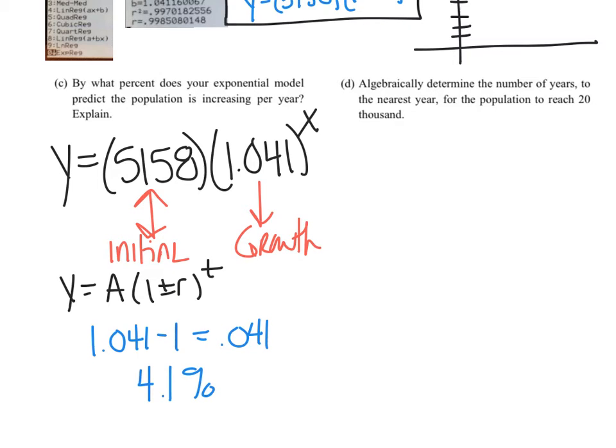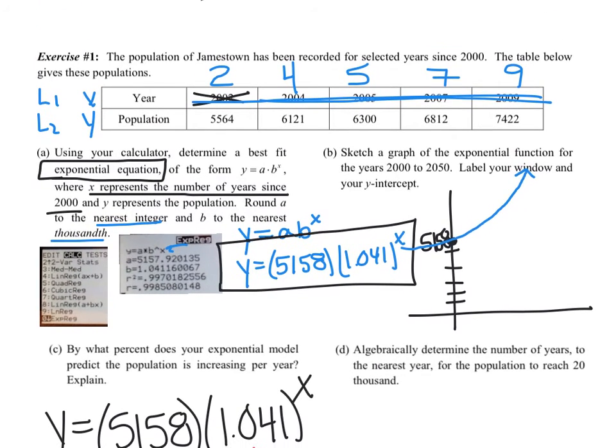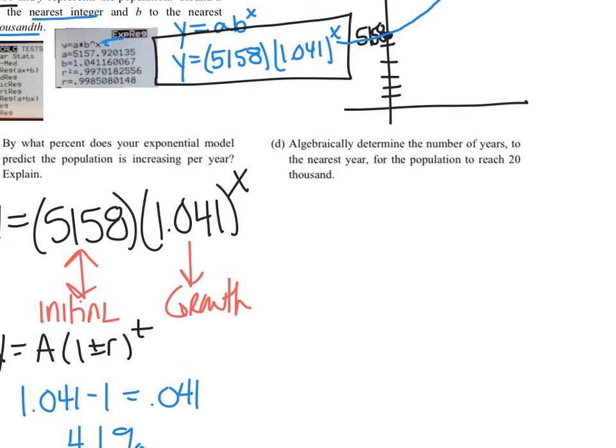It says algebraically determine the number of years for the population to reach 20,000. Okay, so I'm going to look back at my table. 20,000, it says, is the population. Is that my X or is that my Y? Well, just reading across the table, that is my Y. So I'm going to carefully plug 20,000 in there.